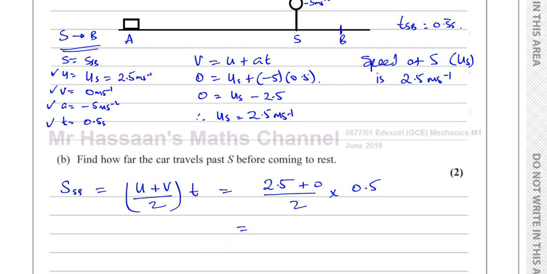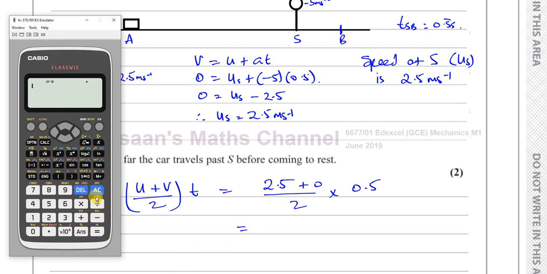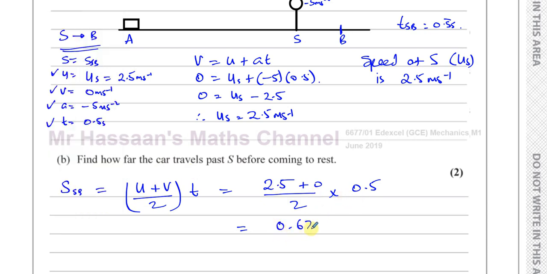So we have 2.5 divided by 2 multiplied by 0.5. That gives us 5 over 8, which is 0.625 meters. That's the distance between S and B. There's the answer to part B.